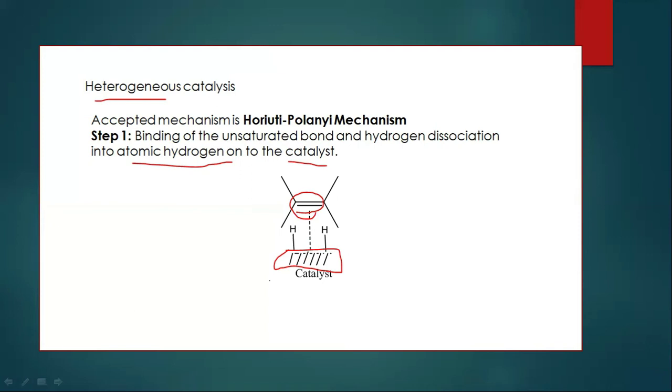Now, if we look into this whole structure in step one, the catalyst is present and a surface reaction is taking place. First, H2 interacts with the catalyst surface, dissociates, and forms two hydrogen atoms which adsorb over the catalyst surface. Along with that, there is a binding interaction between the catalyst surface and the unsaturated bond of your alkene system. This is step one.